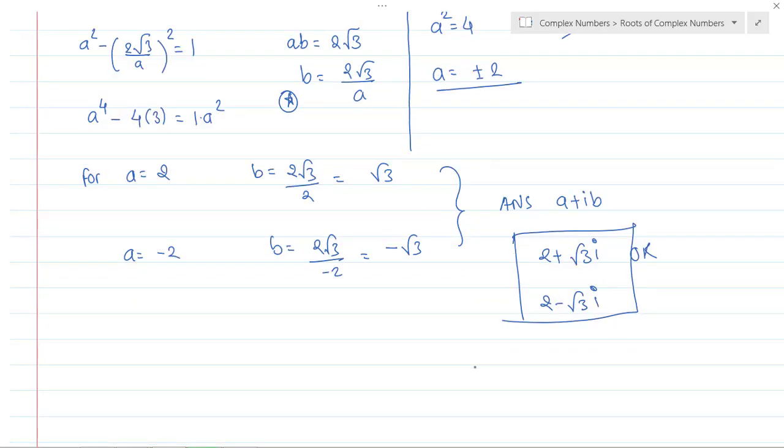Perfect. Now let's see the next question. Question number 4, what does it say? Look, write here question number 4. Let me write here. The fourth question is √(3 + 2√10 i), that is, 3 plus 2 root of 10 into i.